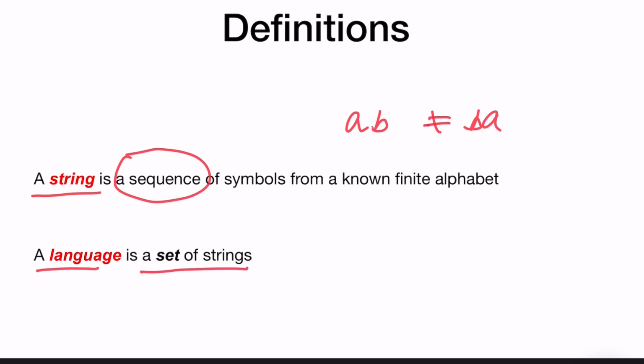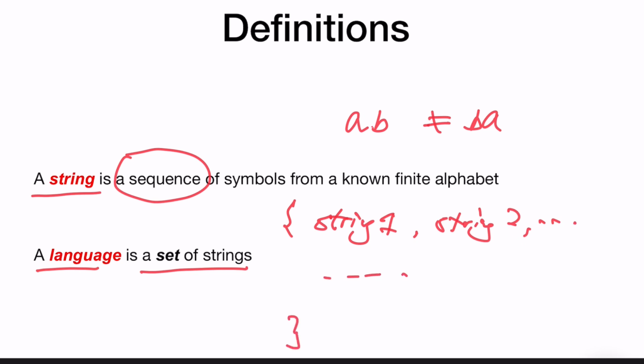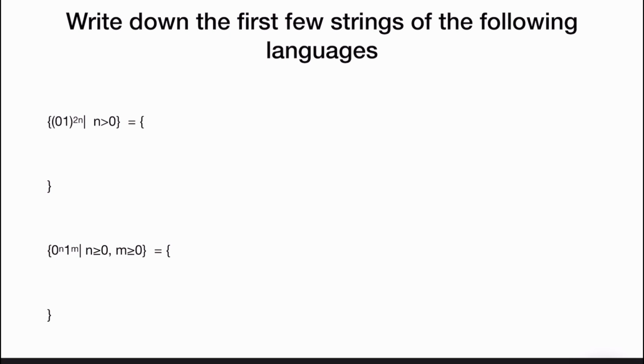A language is a set of strings, which means we have a collection of strings and put them together to make a language. And be careful, we're using the word set here. Within a set, order doesn't matter. So if you have set A and B, it would be the same as if you put them in a different order. Now let's start working on our questions.